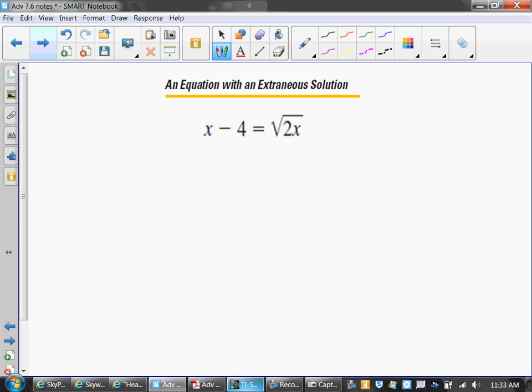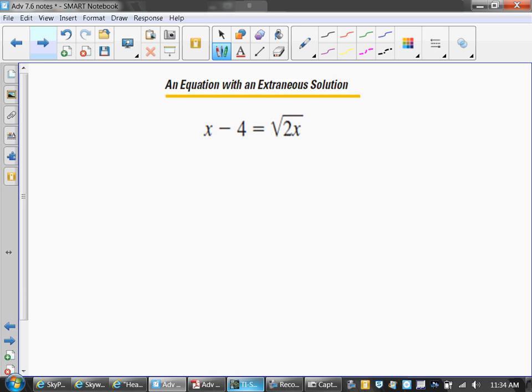Extraneous solutions. This is where checking your answers comes into play all the time. The instructions on all the stuff that you have for homework, that you'll see on quizzes or tests, will always say check for extraneous solutions, which means it wants you to double check to make sure it does work. Okay? So you have x minus 4 equals the square root of 2x.